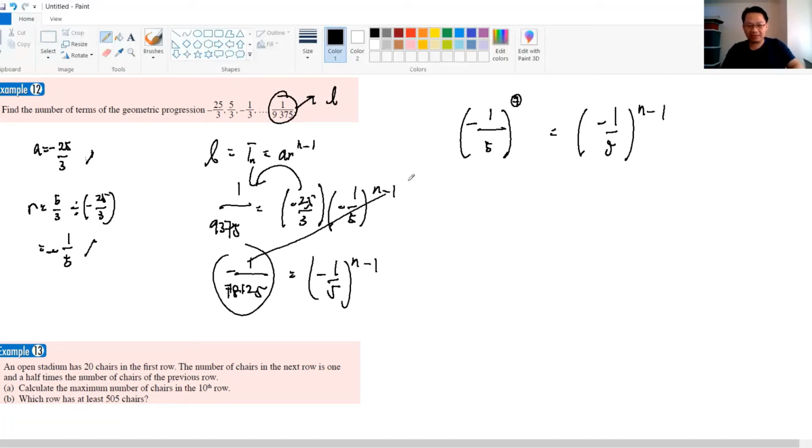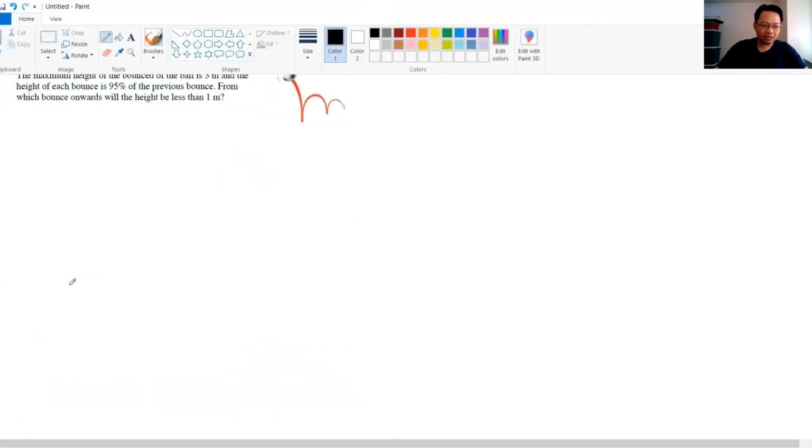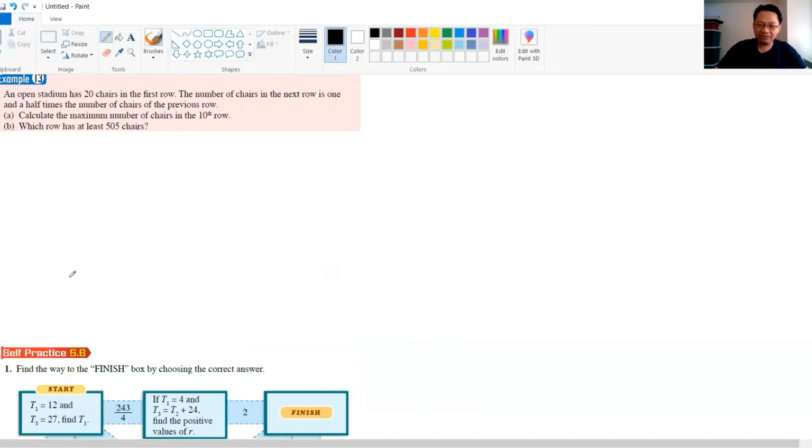This one you convert to become this. So since the base numbers are already equivalent, the powers will also be equal. So 7 equals n minus 1, n equals 8. Settled. So there are 8 terms in this sequence. All right. Now we move to the last example before we look into the exercise.